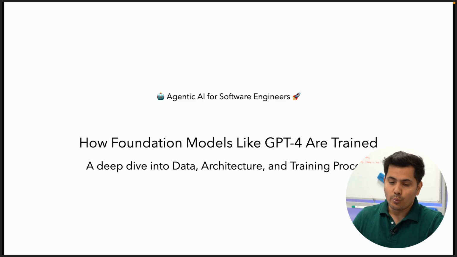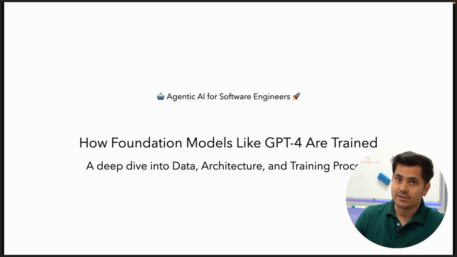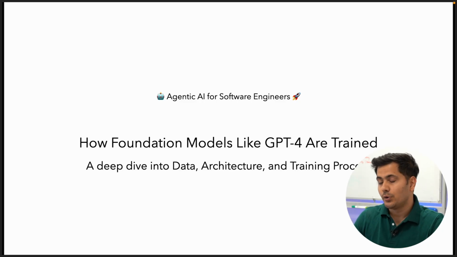In this video, we're going to take a look into how foundation models like GPT-4 are trained. When we are talking about how these models are trained, there are usually three things that go into the recipe. The first is the data, right?